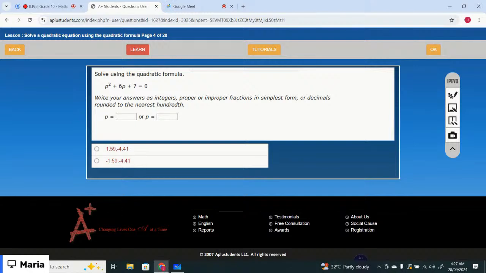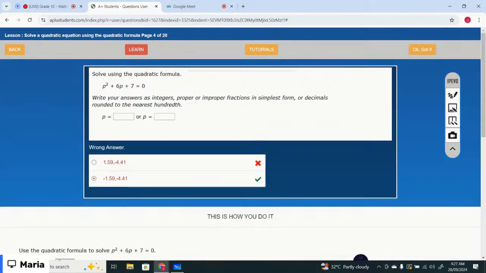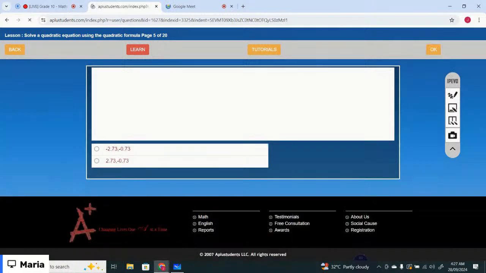Okay, so the next one is p square plus 6p plus 7 equals 0. So which is the correct option? The correct option is option number 1. I'm just guessing the answers, right? Oh, that's option number 2. Got it. The correct option is option number 2.